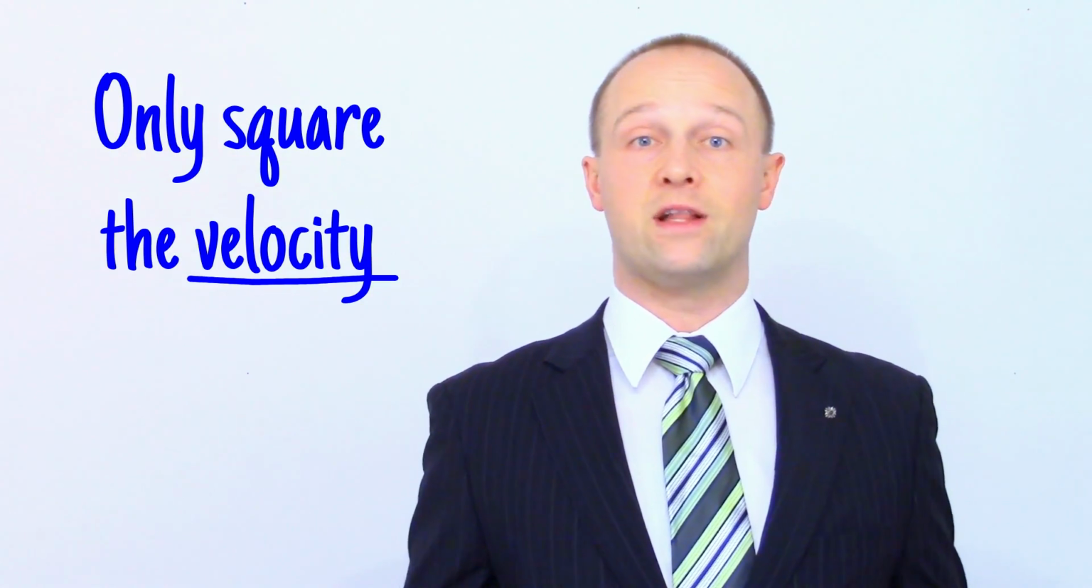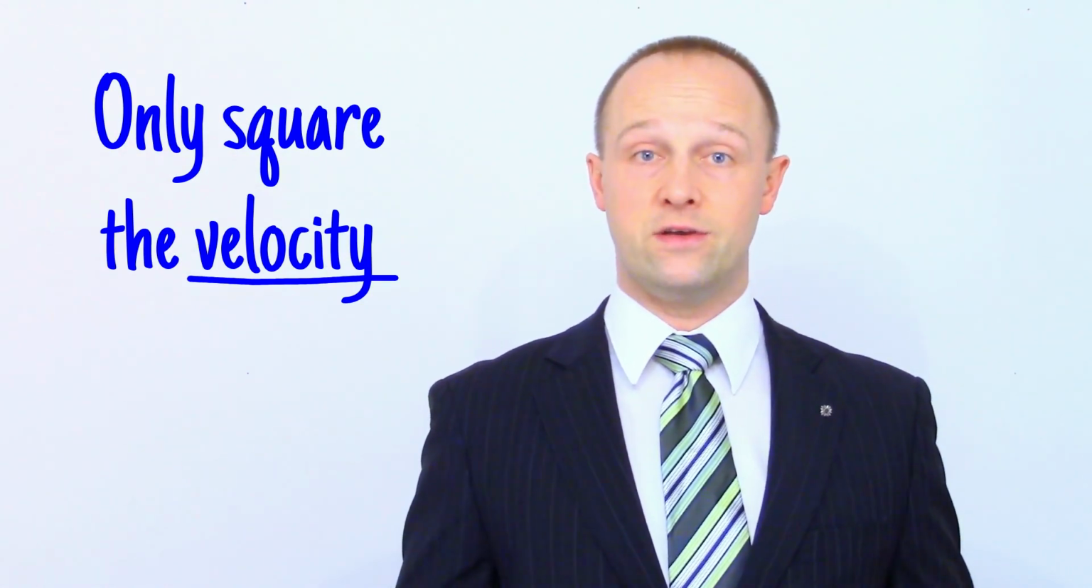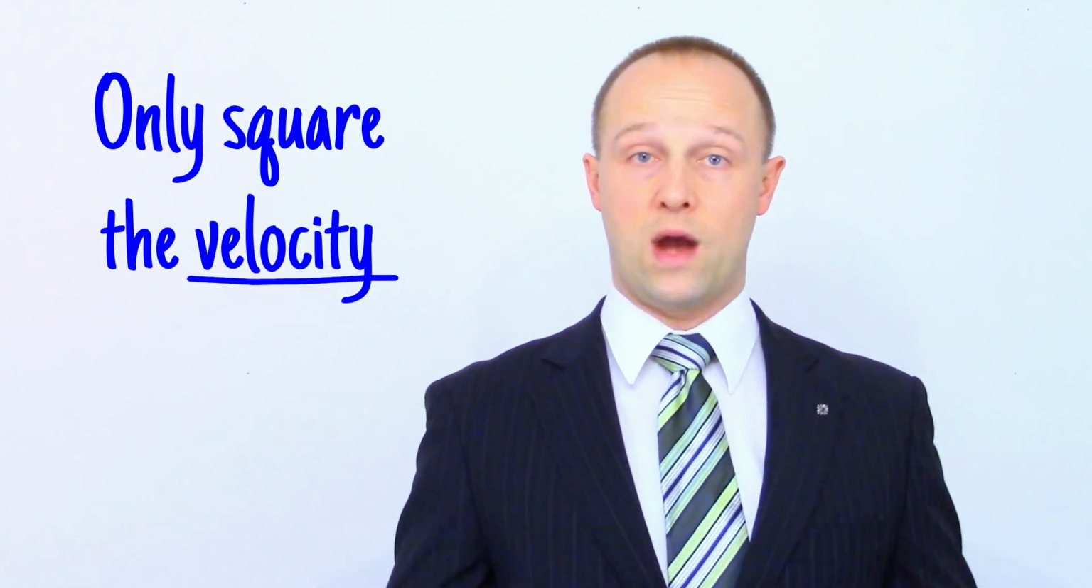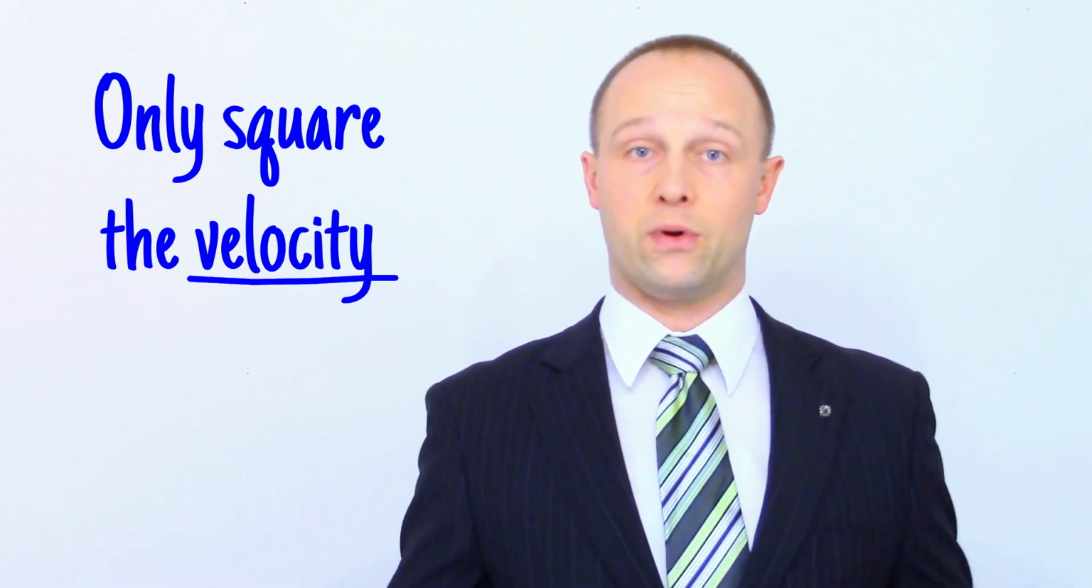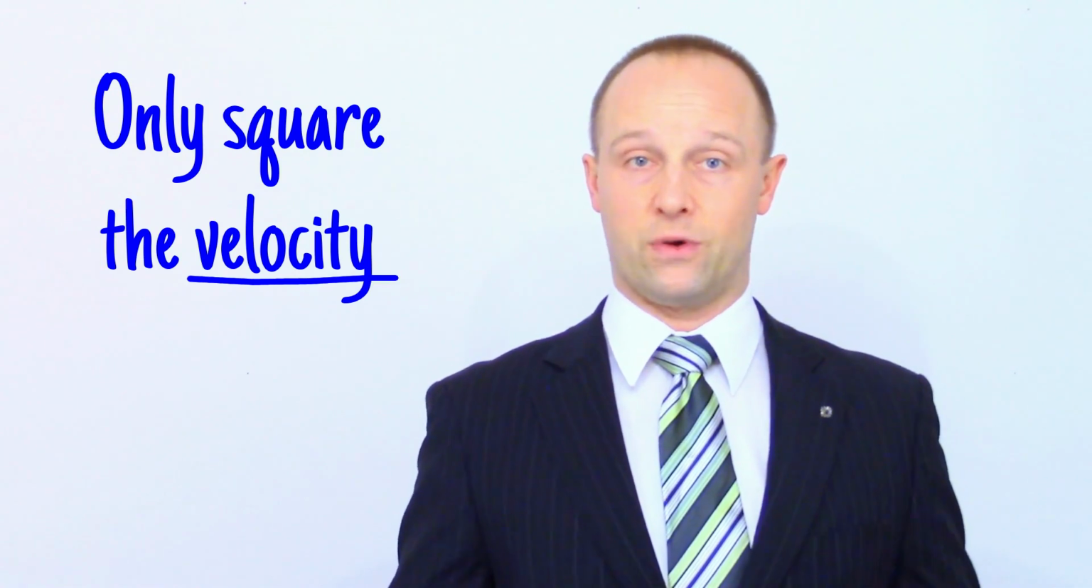The one mistake I sometimes see people make is squaring the whole thing instead of just the velocity. If you're typing this into a calculator, I recommend either using some brackets or squaring the velocity first and then multiplying by 0.5 and the mass to avoid this problem.